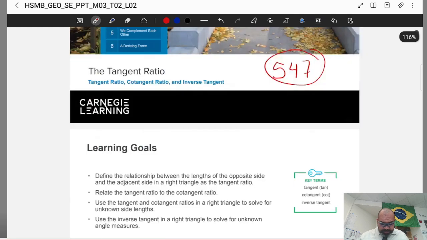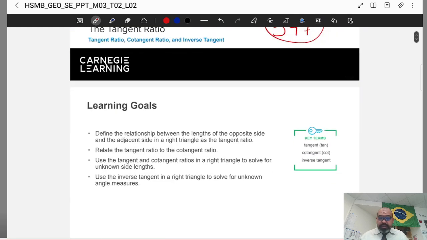Let's go over our learning goals for our lesson today. We're talking about tangent, the key terms, cotangent, and inverse tangent. And we start to work with the calculator also. Which calculator? The yellow one, which you know is behind me. Just go there, one student, to get one calculator, okay? And I'll show the instructions on how to use this calculator also. Let's go to our lesson.